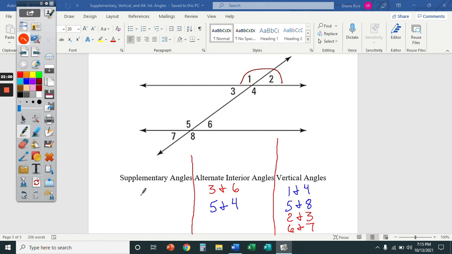So 1 and 2. I don't know if I have enough colors, but we're going to try to use different colors. 3 and 4. Hope you can see the green. 5 and 6. Let's use this dark blue. 7 and 8. Not done. But now I've got to look at going the other way. That's why I decided to use different colors. Let's use this brown. So now I have 5 and 7.